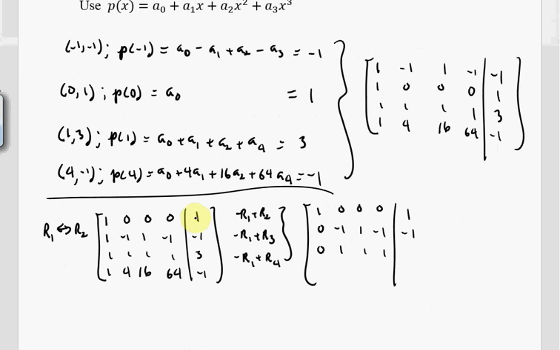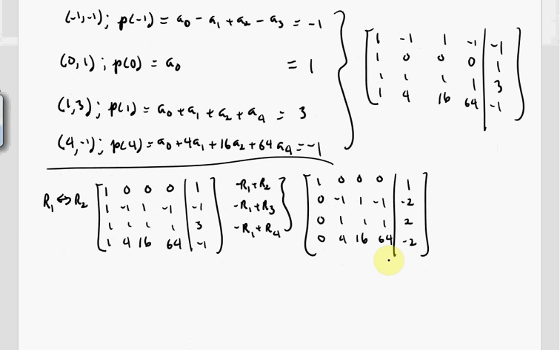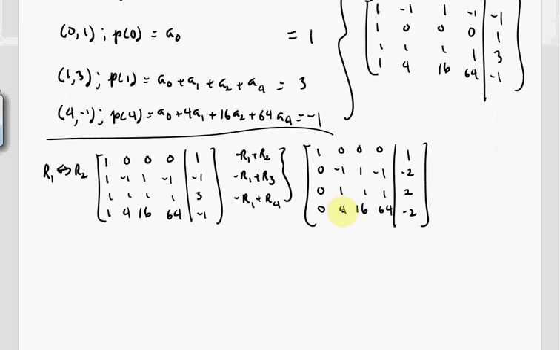This is negative 1 minus 1 is negative 2. And then this is negative 1 plus 3 is 2. 0, 4, 16, 64, negative 2. I'm going to take that last row, and they're all divisible by 2 without getting a fraction, so just divide everything there by 2. Add row 2 to row 3 while we're at it.